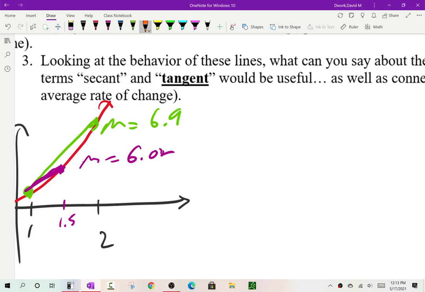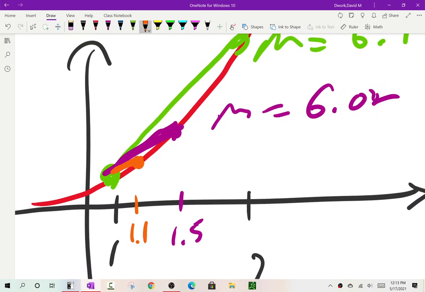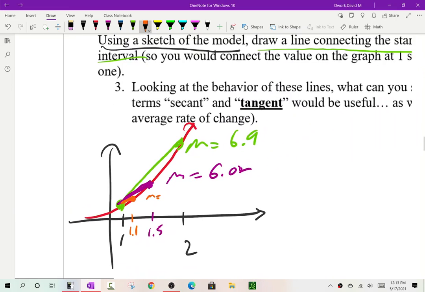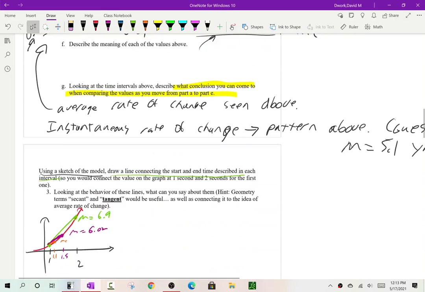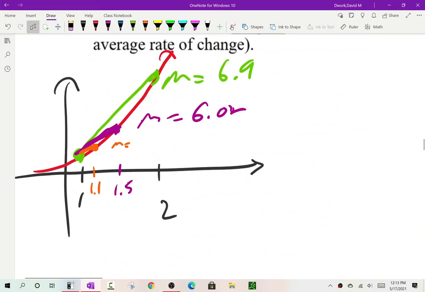Notice what's happening here. The next one was 1.1. Hey, wait a second. That line's really close. The points are getting super close together, aren't they? And notice this slope was, what, 5.2-ish, 5.3-ish, 5.28-ish, right? These slopes are getting closer and closer together. The points are getting closer and closer together, and the slopes are getting less and less steep.